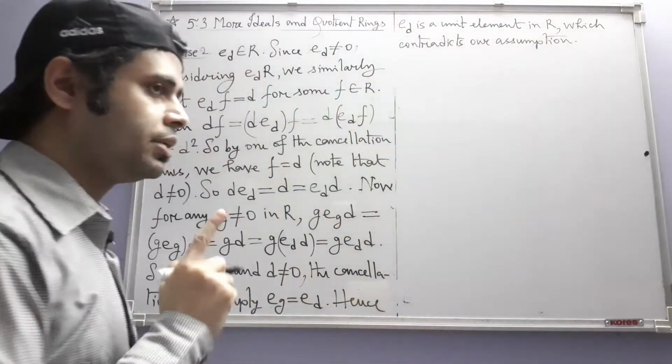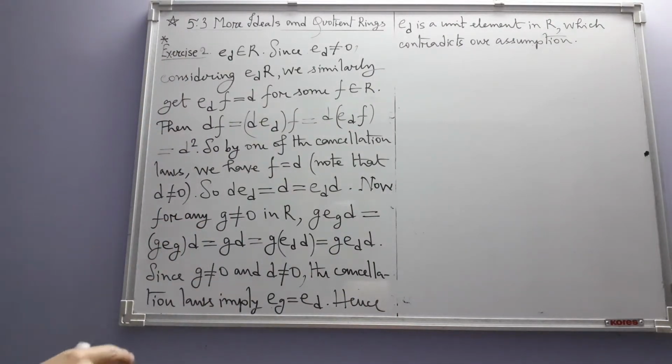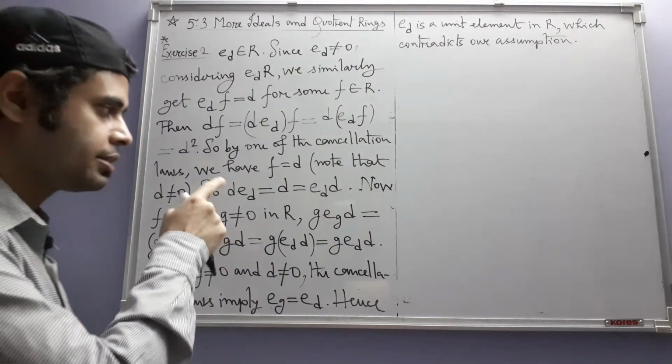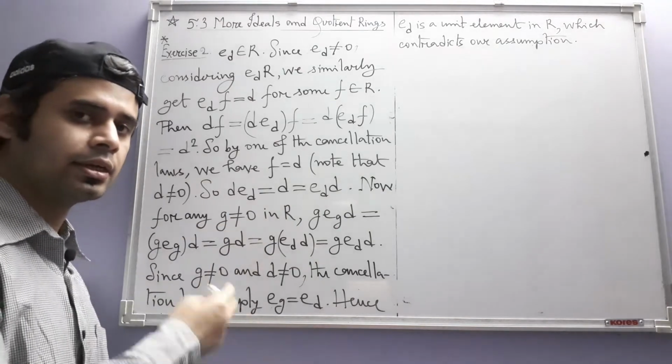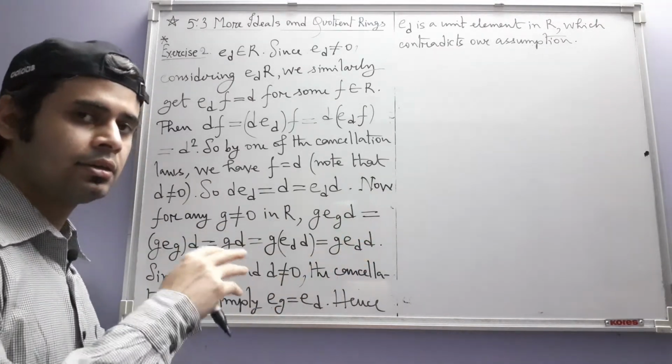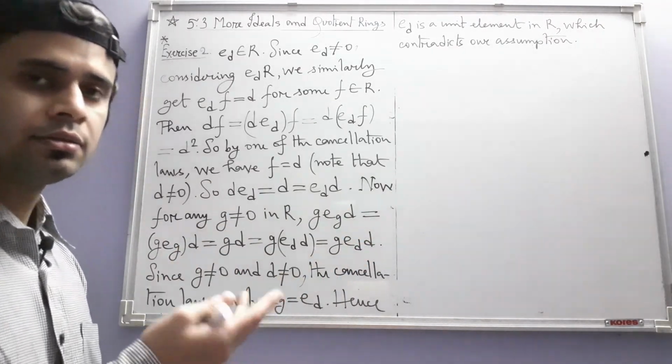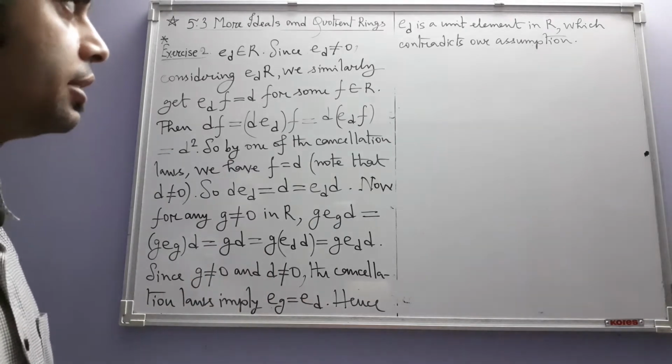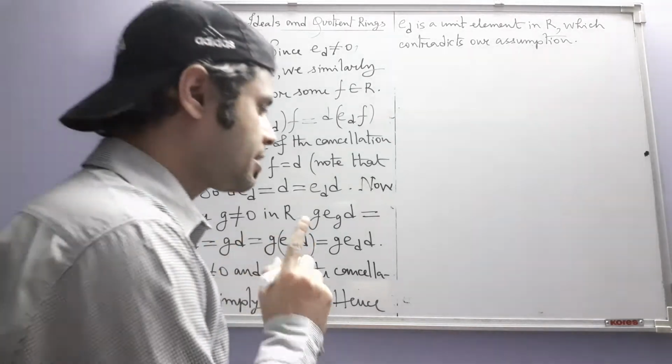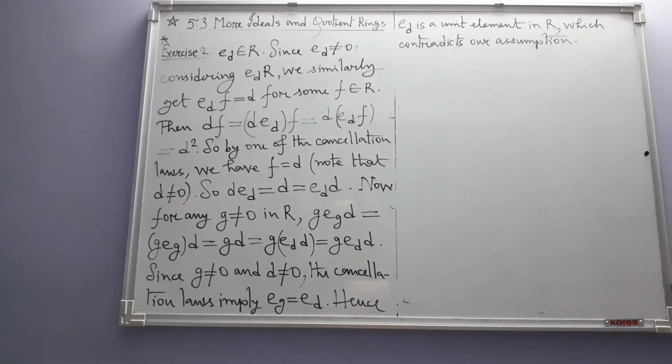This is the assumption we made right after concluding that if R has a unit element, then it's a division ring. After that, we assume that R does not have a unit element, and this case we are now investigating. So our supposition is wrong, and what is the supposition? We supposed that the product of any two non-zero elements is non-zero. That supposition is wrong.